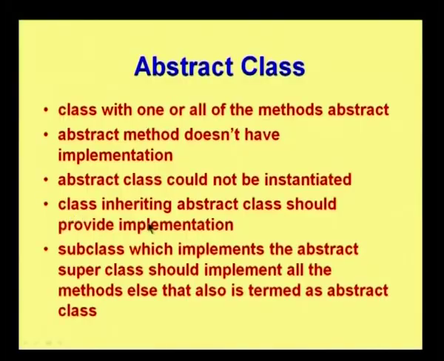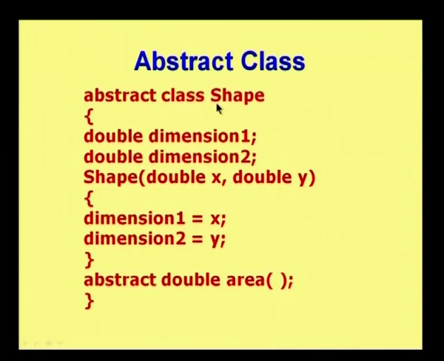Next, a class inheriting an abstract class should provide the implementation. Whenever somebody is going to inherit an abstract class, all the abstract methods need to be implemented. You cannot leave even one single method unimplemented. In that case, your derived class also becomes abstract, because it also has a method which does not have any definition, so again that could not be instantiated. That is the definition of your abstract class.